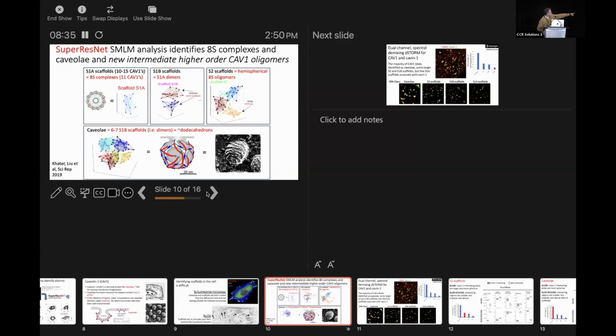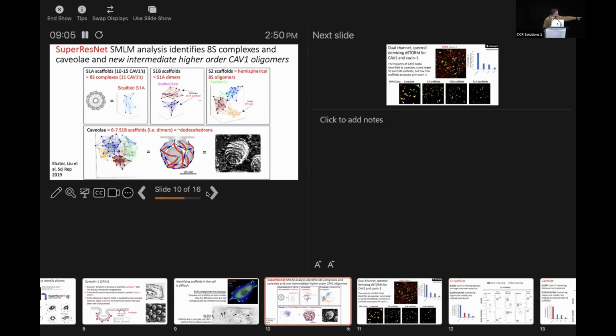And we also found higher order structures, 4 to 5, which form this hemispherical structure, as well as caveoli at the bottom. And the caveoli was really nice because when we did our modularity analysis, we found that the caveoli were formed of 6 to 7 S1A dimers, which corresponded to the dodecahedral structure that was proposed by Cryo-EM and in a previous paper from the Hellenius lab.